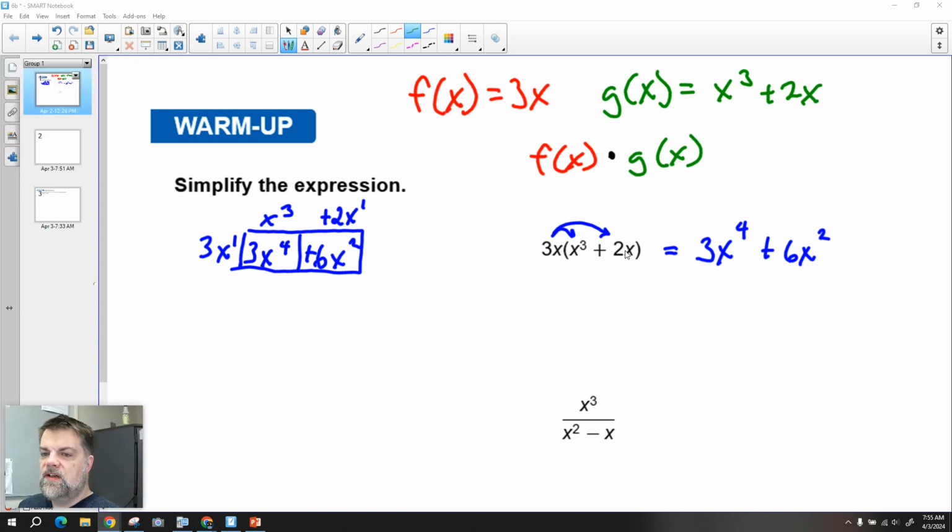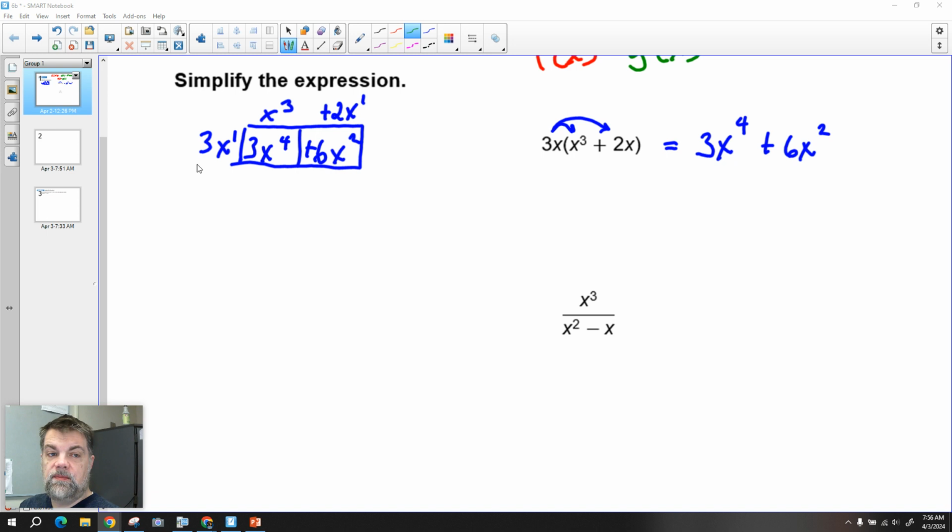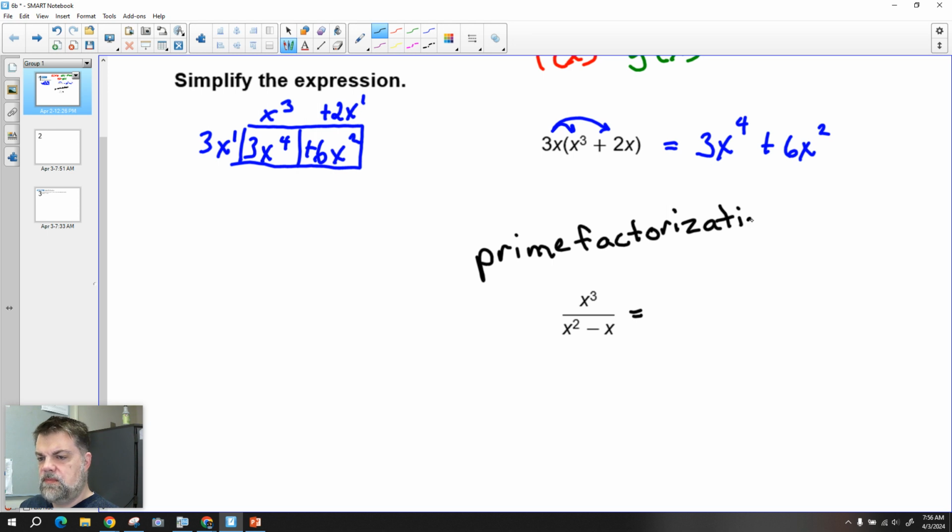Okay, and that's what we're going to do today. We're going to do operations of functions. So now let's go down here to the bottom. Now the bottom one is a little more tricky. And I'm going to scroll down so we give ourselves some room. When it comes to rational functions, it might be better to do what we call prime factorization. We've talked about this before. Make sure you write this down in your notes, because we're going to do a lot of these types of problems, and so you need to know.